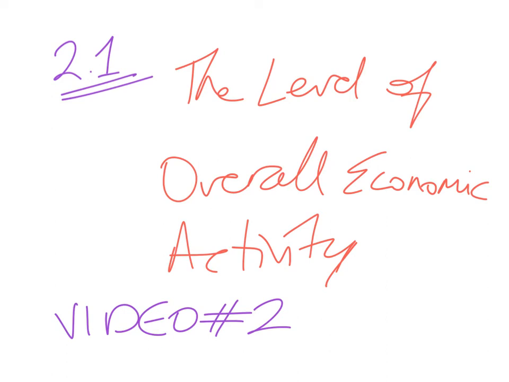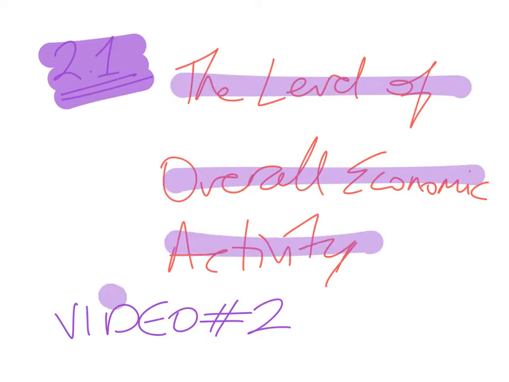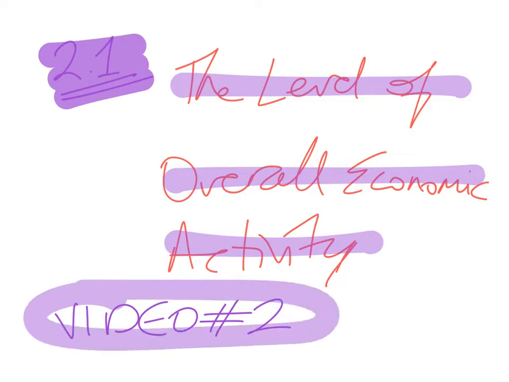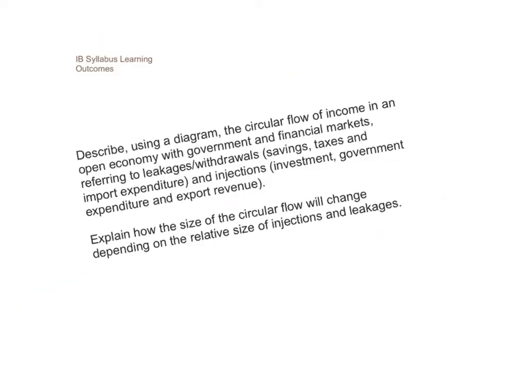This is video number 2 of Unit 2.1 in macroeconomics, where I will talk about the level of overall economic activity. Remember, this is video number 2. So, what are my IB syllabus learning outcomes?